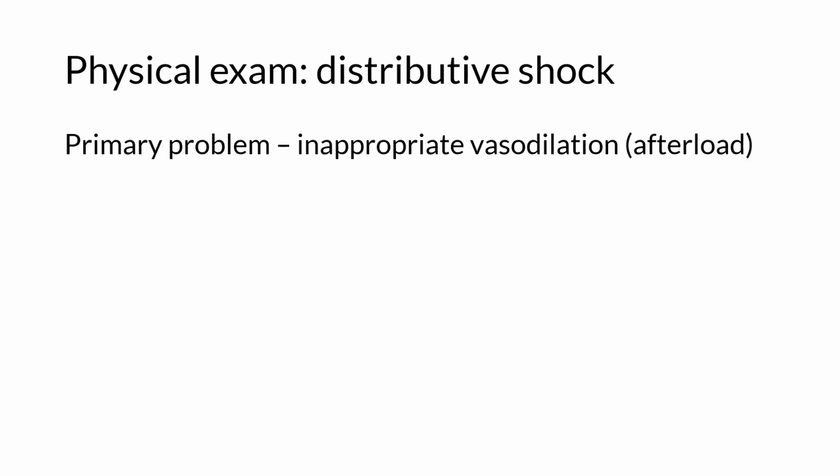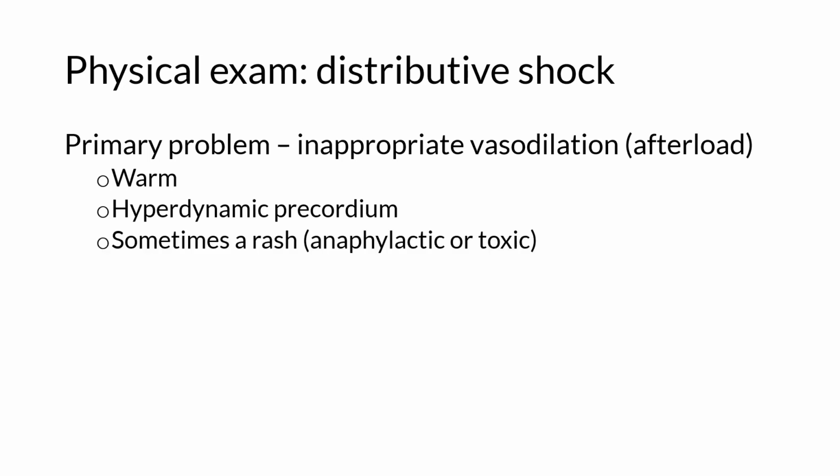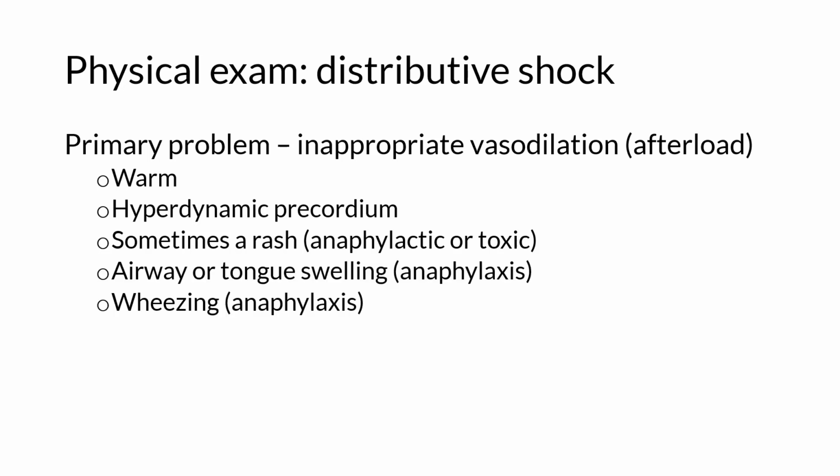Decreased afterload results in an increased cardiac output, though regulation of that blood flow is problematic. Patients are often warm, and their precordial impulse is often bounding. A rash can be seen in anaphylactic and toxic shock. Usually anaphylactic shock is accompanied by upper airway swelling and wheezing.